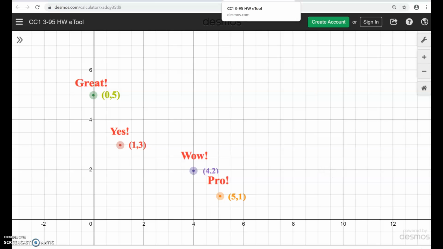There's plotting points on the coordinate grid. The x-axis always comes first. So for instance, (5, 1). I go to where 5 is on the x-axis, and then I go up or down to where I want to be on the y. So then I go up 1. So (5, 1). All right.